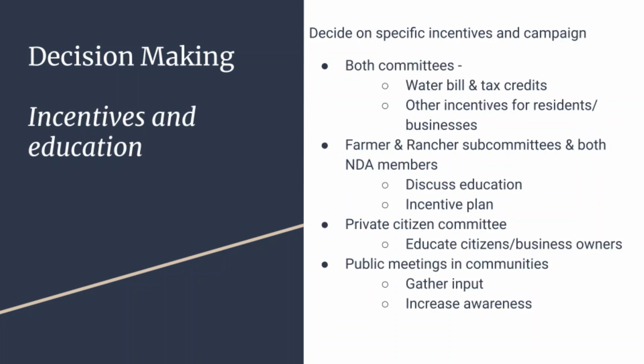The committees will decide on specific incentives in a campaign. Both committees will decide on water bill and tax credits and other incentives for residents and businesses. The Farmer and Rancher subcommittees and both NDA members will discuss education and an incentive plan. The Private Citizen Committee will educate citizens and business owners. And both committees will conduct public meetings in communities to gather input and increase awareness of the project.